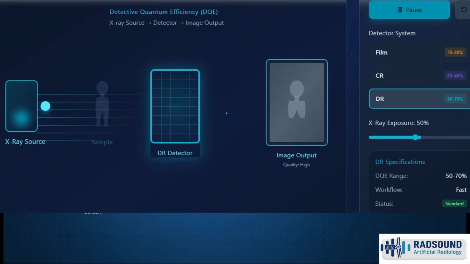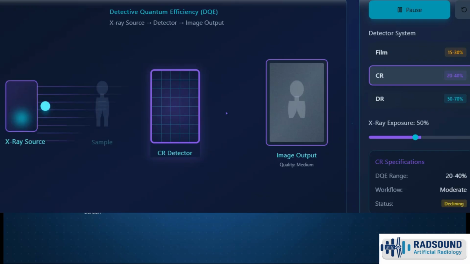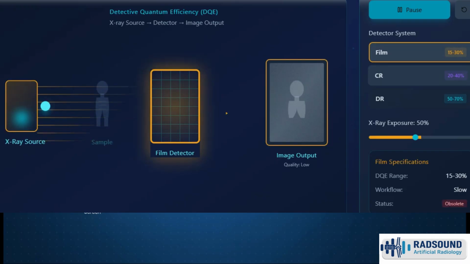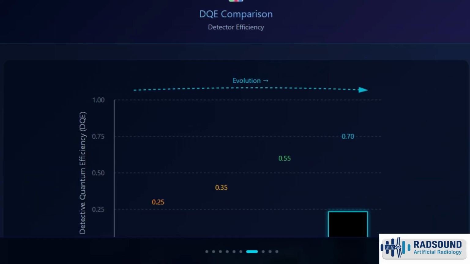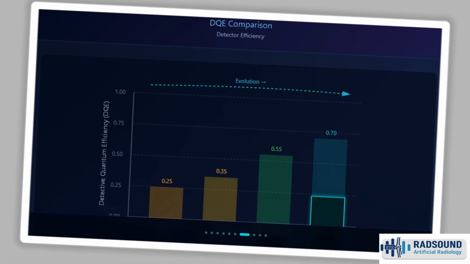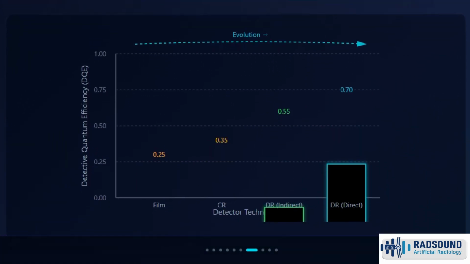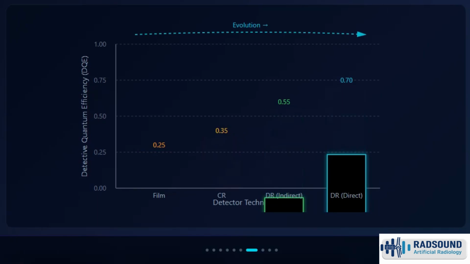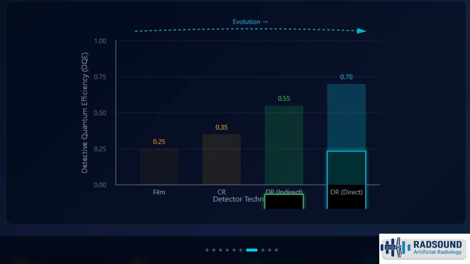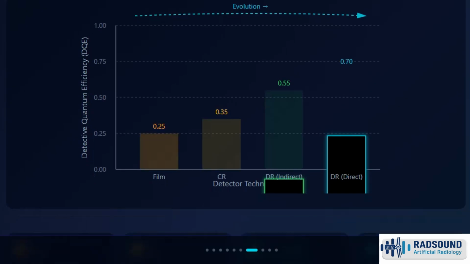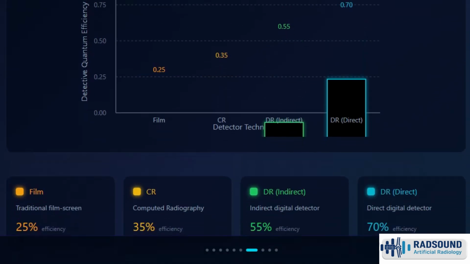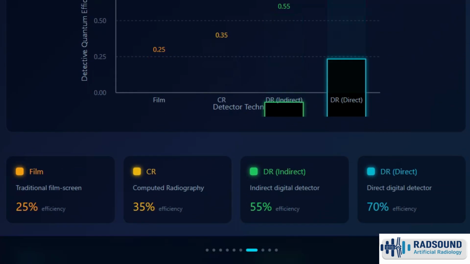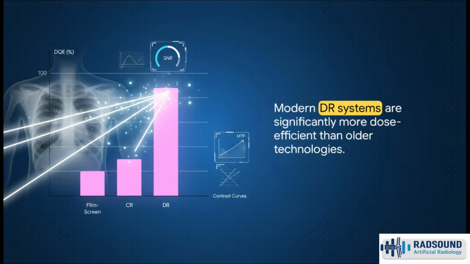And you can really see the massive technological leap right here on this chart. The old film screen systems, they were only about 20% efficient. That means they were wasting 4 out of every 5 photons. Modern direct radiography, or DR systems, can hit 60% efficiency or even higher. This is the main reason why modern tech lets us slash the radiation dose while actually getting better images. It's been a total revolution for patient safety.